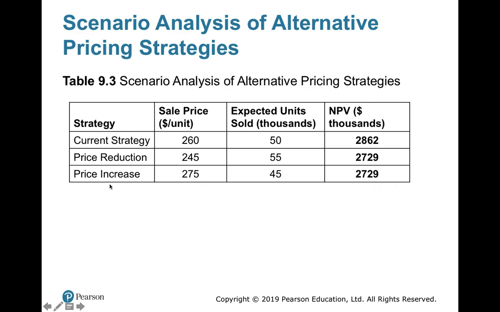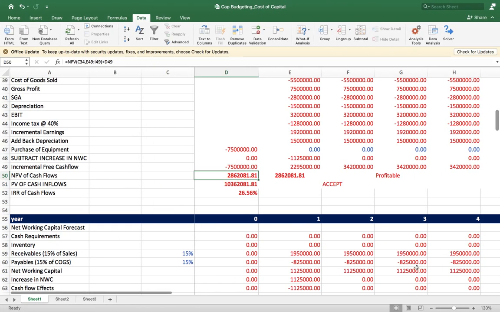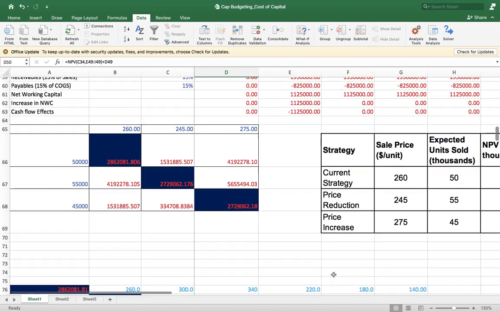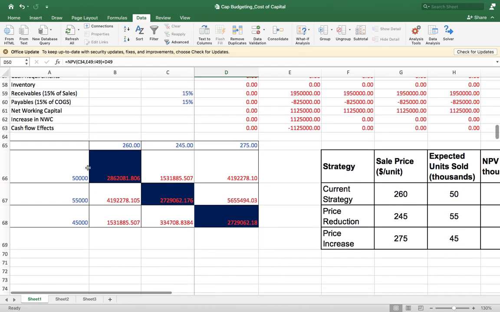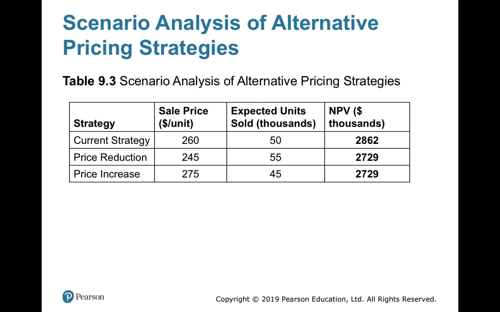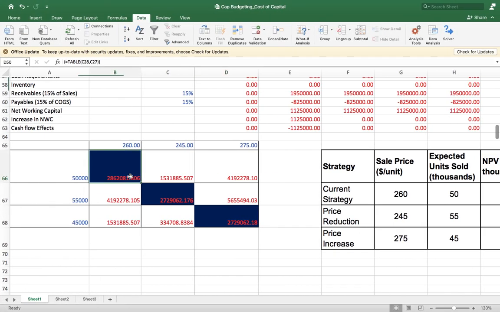What if the selling price is 300, units sold is 60,000? You have to calculate. Manually, you can do 2-3 changes, but a spreadsheet makes all these calculations here. See, this is the baseline the presentation is taking: 260, 245, 275, 50, 55, 45. How would you do that?